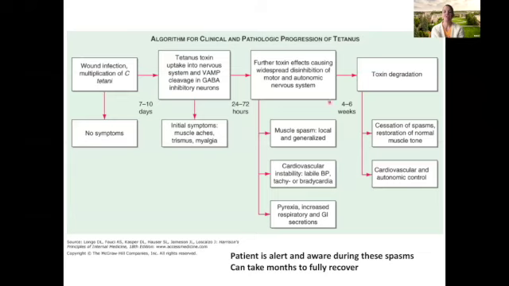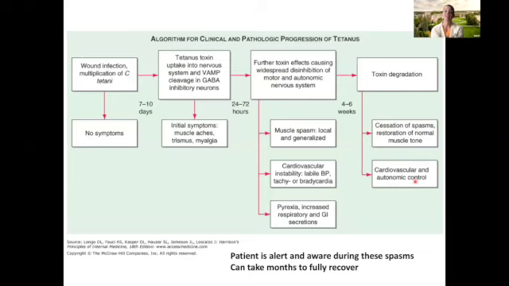So in the 4 to 6 weeks after those severe symptoms are beginning, what has to happen is the body needs to degrade the toxin and kill off all of the bacteria. And this can take a very long time. That toxin can be very, very long-lived. As the degradation of that toxin occurs, the spasms will stop, normal muscle tone and muscle functioning will return, and cardiovascular and autonomic control will come back.